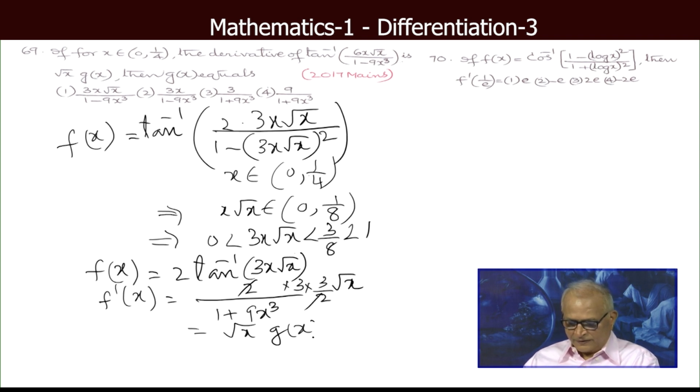So, what is g(x)? g(x) is 9 by 1 plus 9x cubed. I hope you follow. f dash x is given to be root x into g(x). The derivative of f(x) is given to be root x into g(x). And f dash x is the root x into g(x), where g(x) is 3 times 3, that is 9 by 1 plus 9x cube, which is the option 4. Follow?